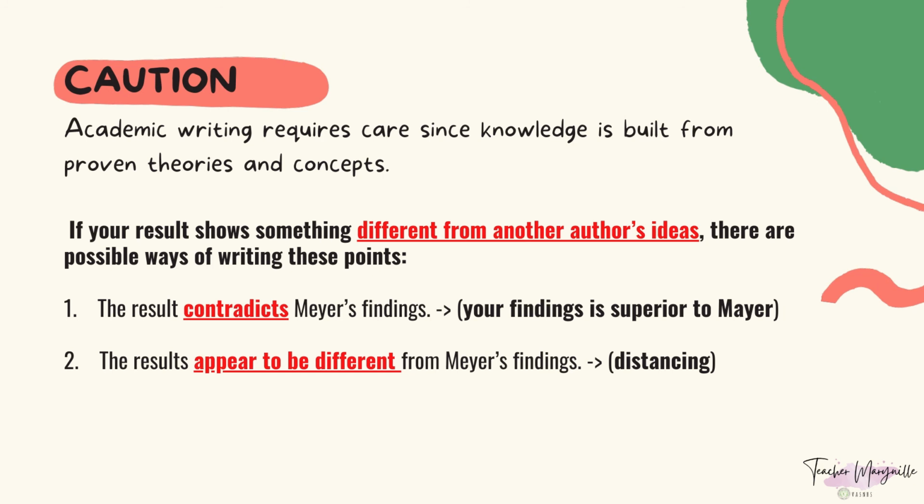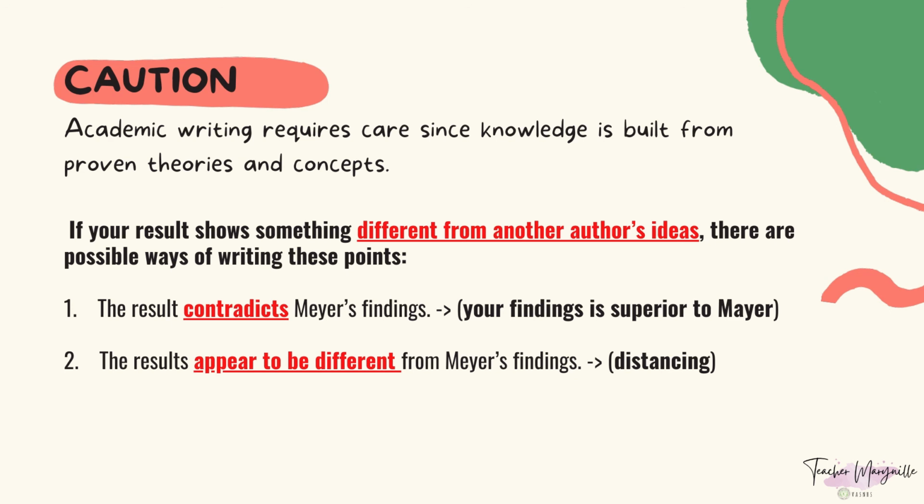if your result shows something different from the others' ideas, there are some possible ways of writing these points, like this first and second sentence. For example, the result contradicts Mayer's finding, and the results appear to be different from Mayer's findings. These two sentences essentially mean the same thing.